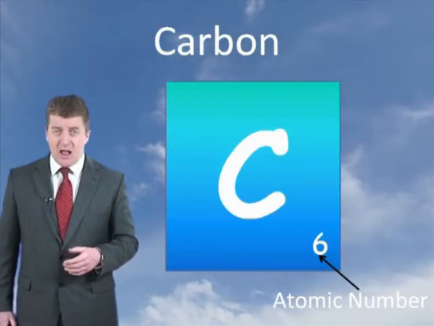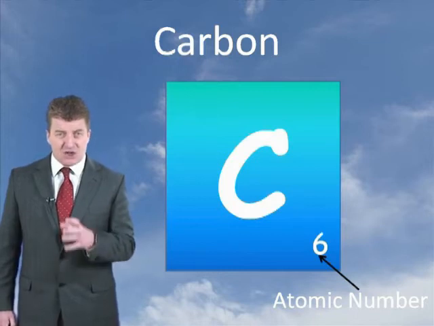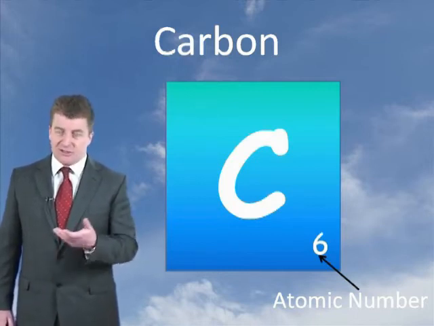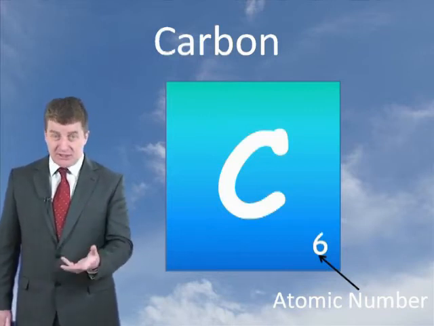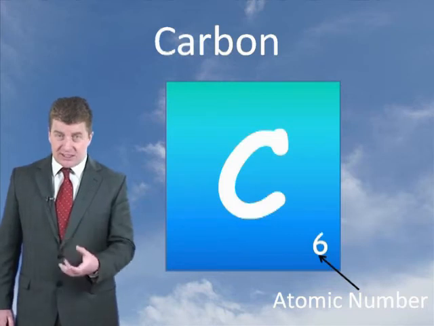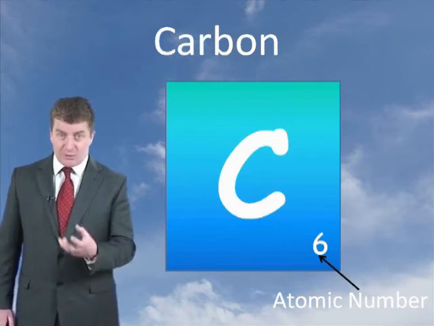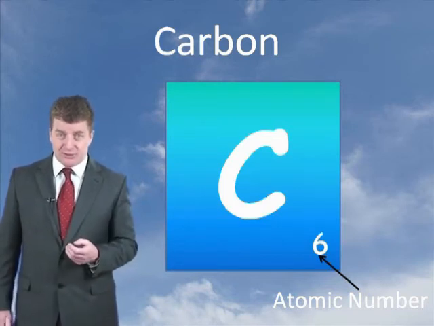Out there, carbon there. Now, the bottom number is the atomic number. That bottom number there is the atomic number, and this is the number of protons in the nucleus. This is what makes carbon carbon, yeah? Because it's got a number, 6 there. So it's got 6 protons in the nucleus. So that is why it's carbon, because it's got 6 protons.